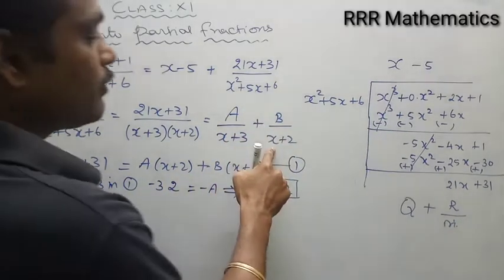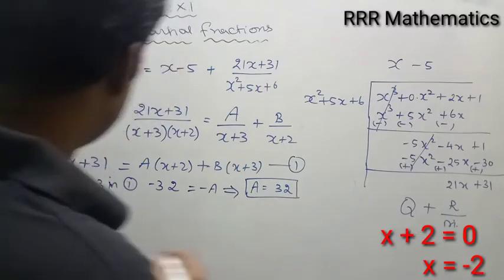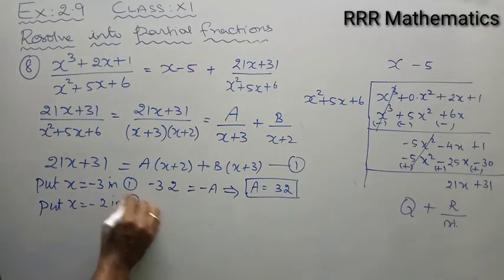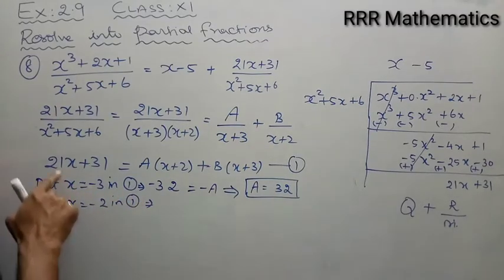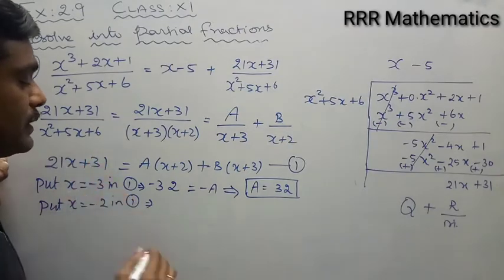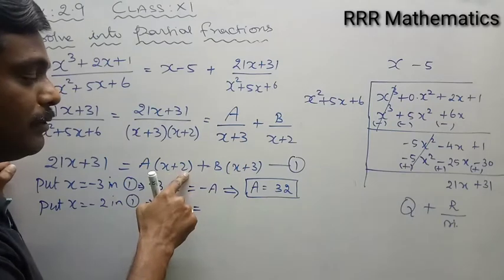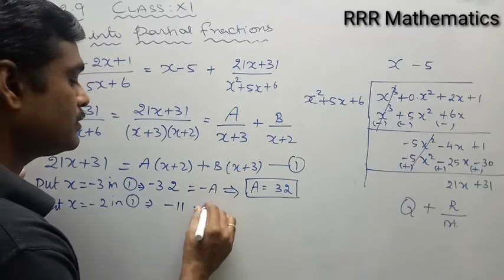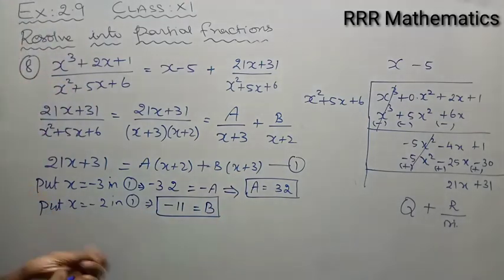Now equate the denominator of b, which is x plus 2, equal to 0. X plus 2 equal to 0 gives x equal to minus 2. Put x equal to minus 2 in 1. What is minus 2 into 21? Minus 42. Minus 42 plus 31 gives minus 11, which is equal to, when you put minus 2, the x plus 2 term will be 0. Here minus 2 means 3 minus 2, 1. 1 into b. So I am getting the value of b in this case as minus 11. Is it clear? So very simple.